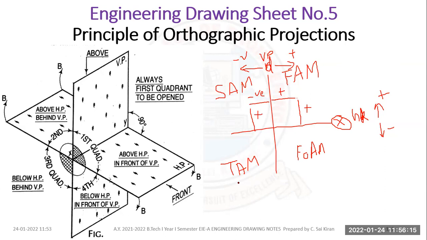Similarly, if this is a horizontal plane, anything above the horizontal plane is positive. Anything below the horizontal plane is negative. Similarly, if I consider this as my vertical plane or D, anything in front of the vertical plane is positive, and anything behind the vertical plane is negative. We consider these things while doing orthographic projection.